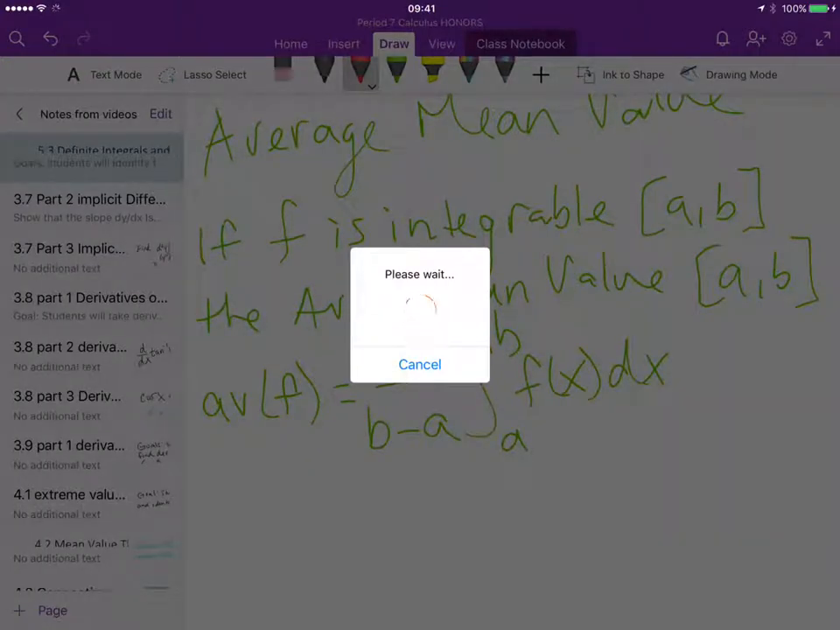Let's say the question is wanting us to find the average value of a function over a particular interval itself.